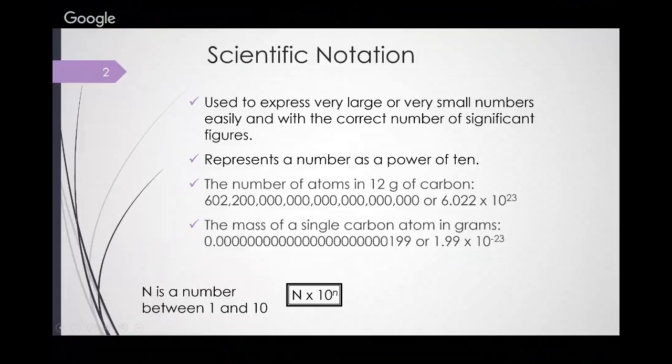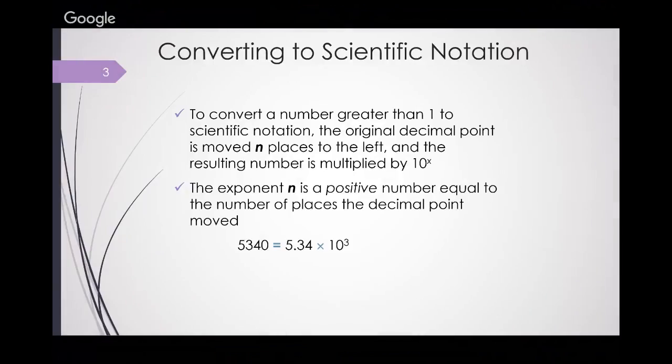So n has to be a number between 1 and 10. It cannot be 10. If it's 10, then we would have to move that decimal point over again. The little n is a positive or a negative integer. Positive means we have a really big number. Negative means we have a really small number.